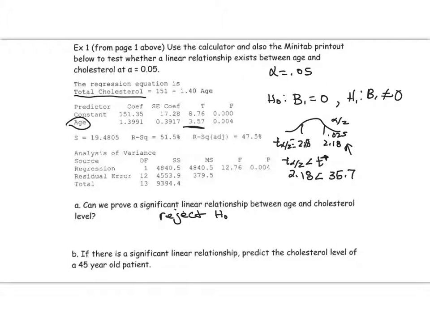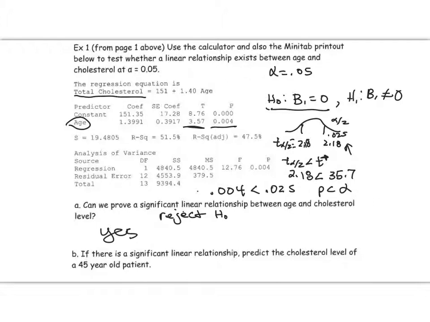And just to double check, let's look at our p-value. We would be comparing that to alpha again. P over here is 0.004. That is indeed less than 0.025. So P is less than alpha, which would also lead us to reject H0, our null hypothesis. So we would say that there is a significant linear relationship, because if there wasn't, our slope would be 0.